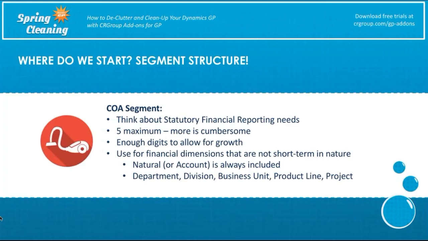So for instance, we're always going to have a main account or natural segment. Every accounting system has one, so right away there's one of the segments. But then if we have things like a department structure, division, business unit, product lines, projects, if that stuff exists, then we would say it should sit in the COA segments as long as it will live for a long period of time, as long as it's not short-term in nature.